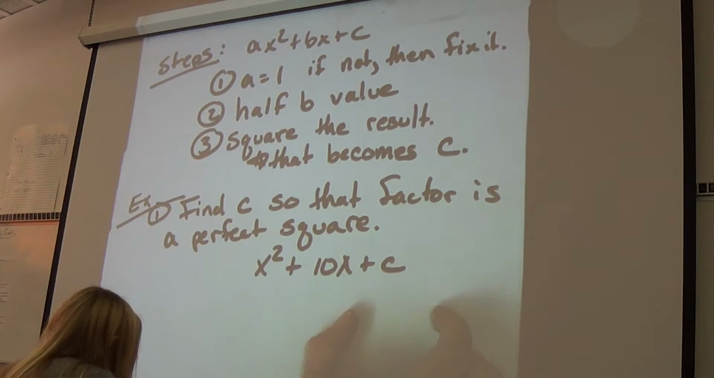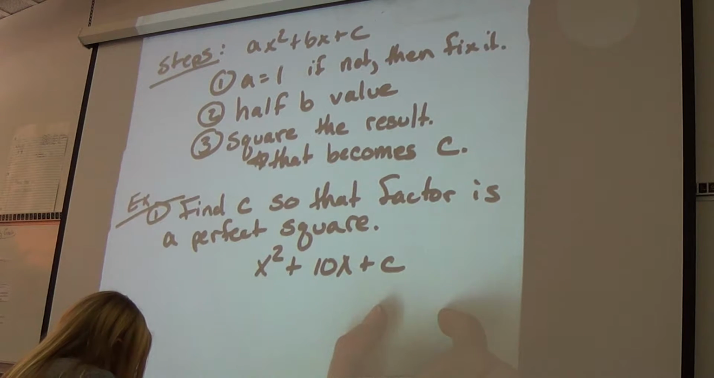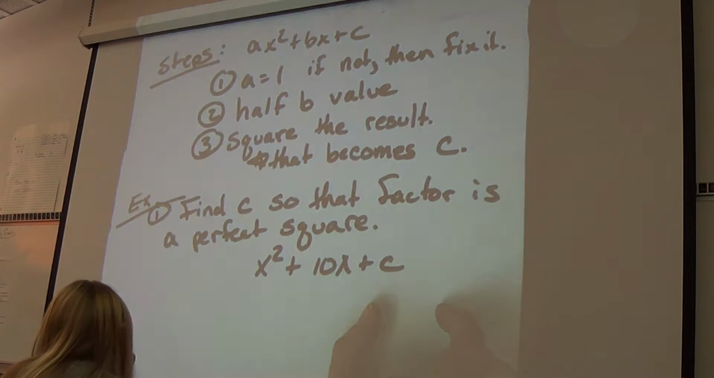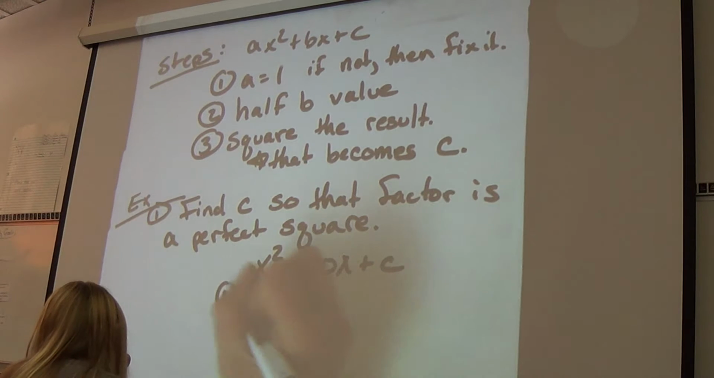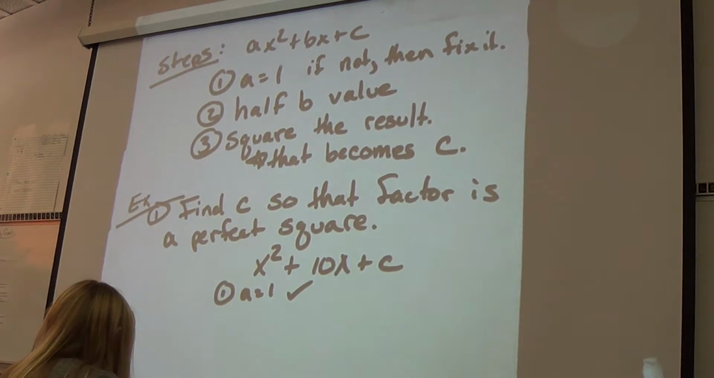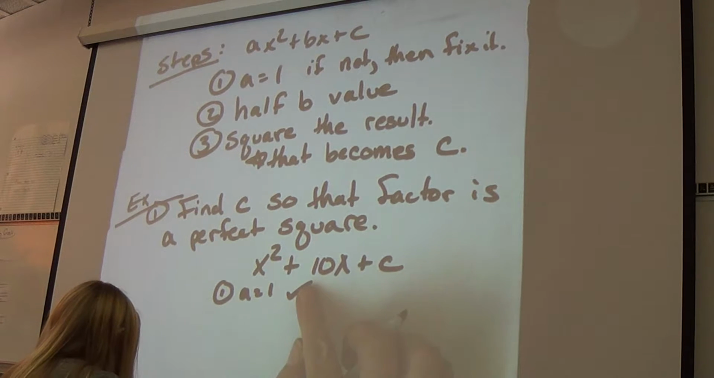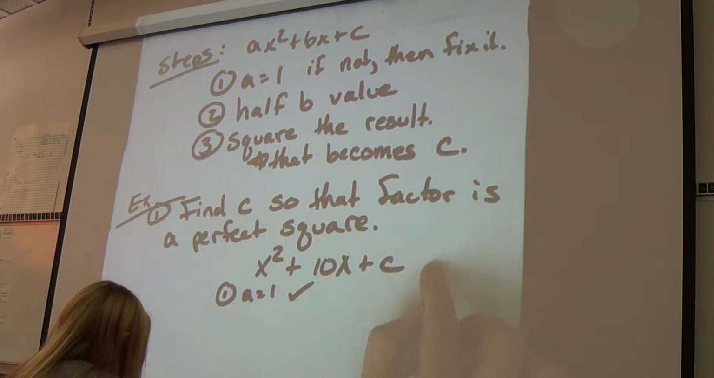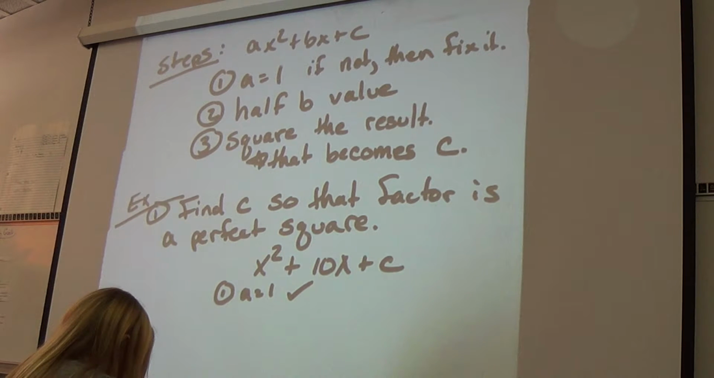Now you might be able to do this one in your head. I want you to still go through the 3 steps because the next one you probably will not be able to do in your head. So step number 1, is a equal to 1? Yes. So I can move on to step 2. Again, if that was a no, we'd have to divide everything by a in order to create it to be 1. All right, step 2.